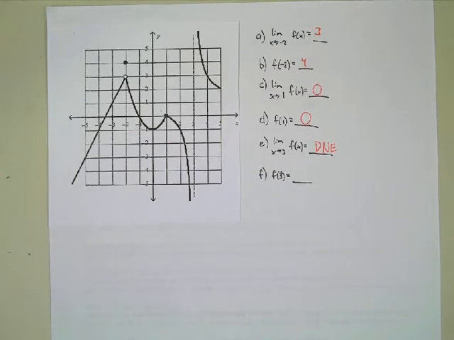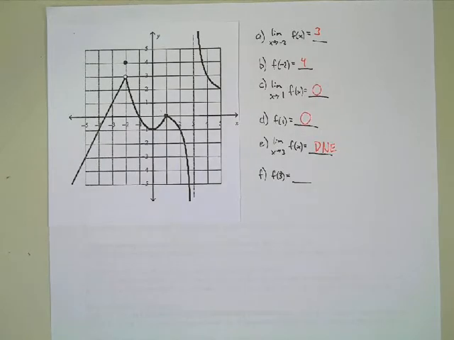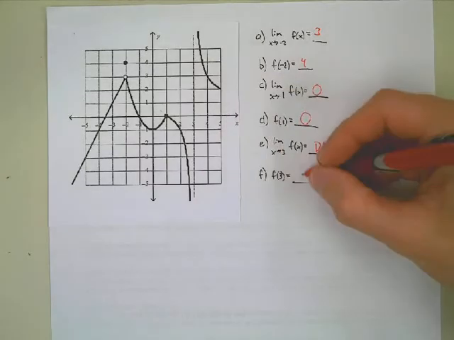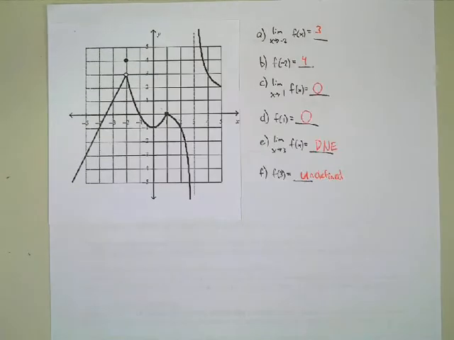And then f of 3, what would that one be? Yeah, Ryan, what do you say? Undefined. Again, why? What indicates that? Well, there's an asymptote, right? So we are undefined there. There's no given value.